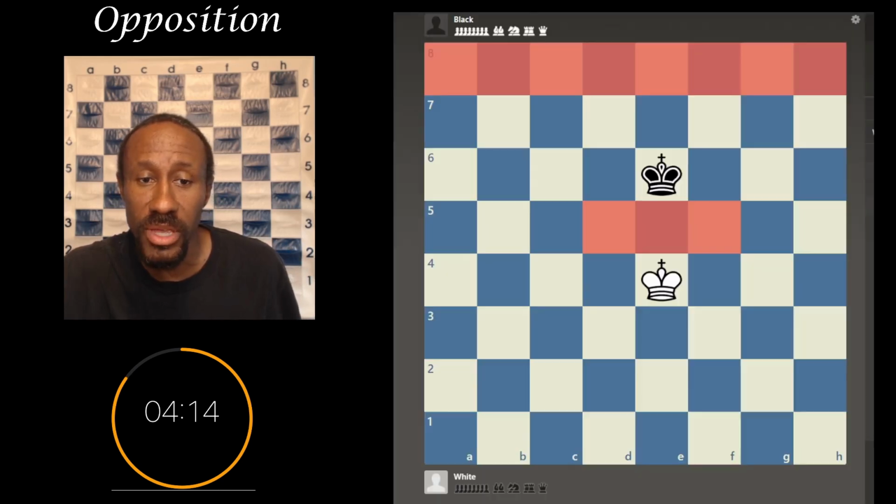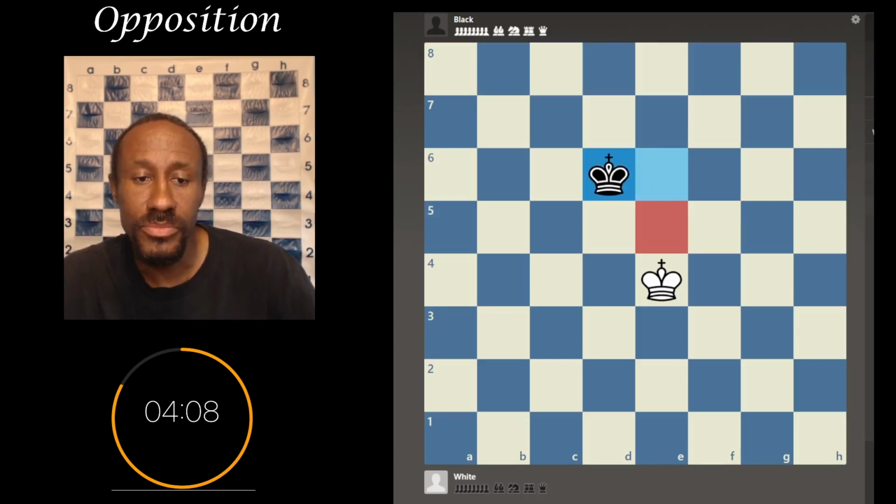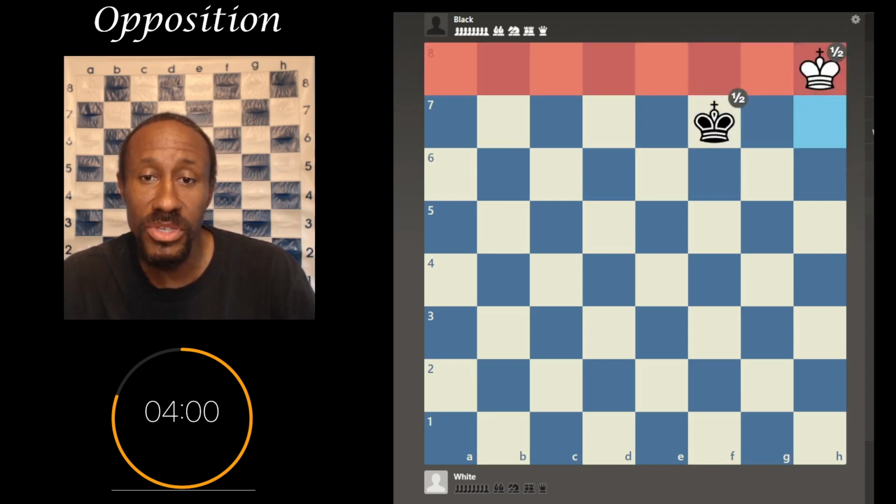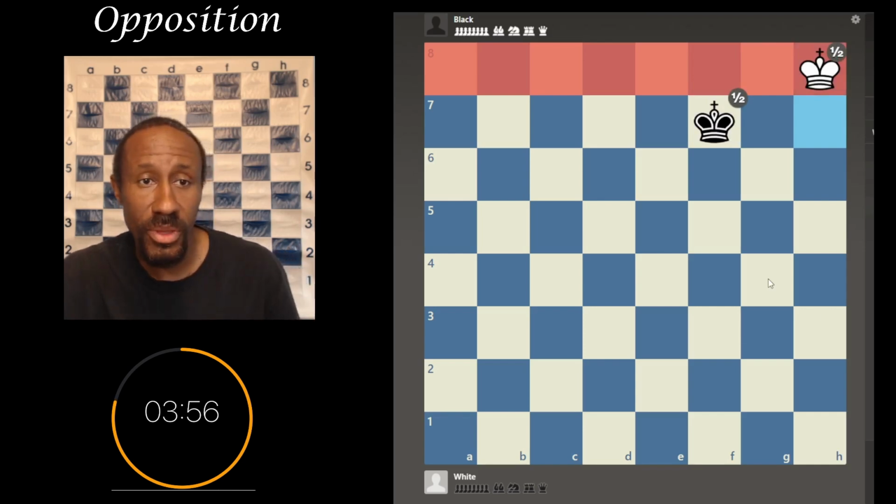Now let's look at the same position, but this time it's black's turn to move. So what happens in this situation? Once black gives way, you can see that white king is able to keep moving forward because he has opposition and the black king can't stop him. Okay, let's look at another example of opposition.